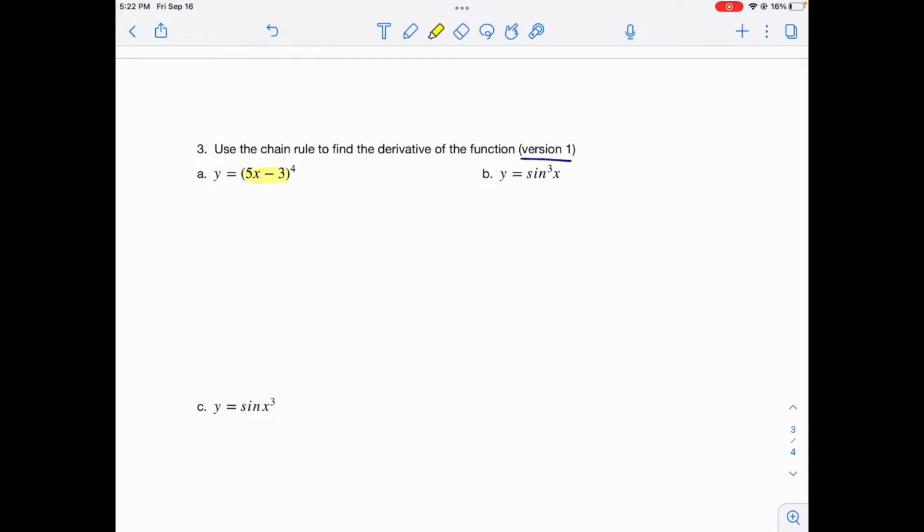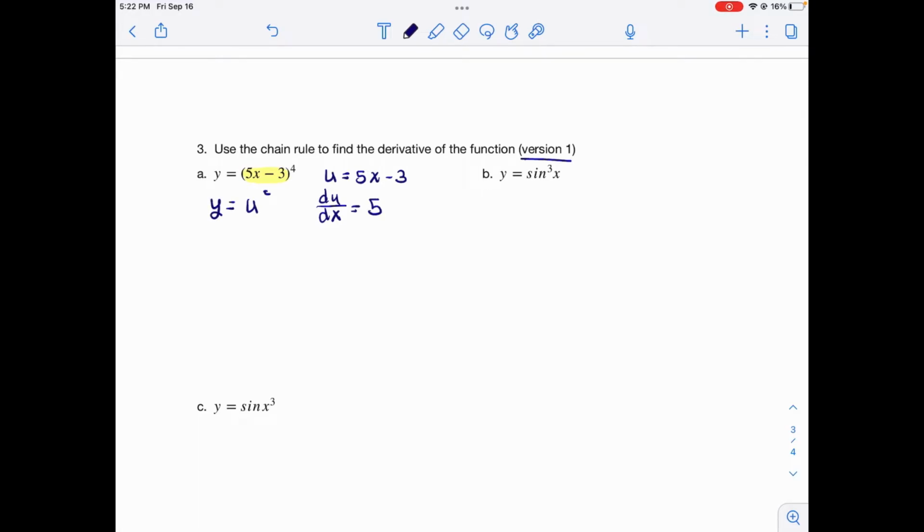Whichever makes most sense. So with the first version, first thing you've got to do is identify your inside function. So 5x minus 3 is my inside function. So I'm going to call that u. I'm going to let u equal 5x minus 3. Then I'm going to find the derivative of just that inside function, the u. So we'll label that du dx is equal to 5.